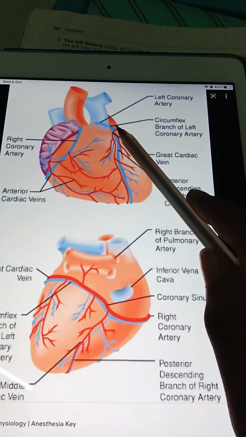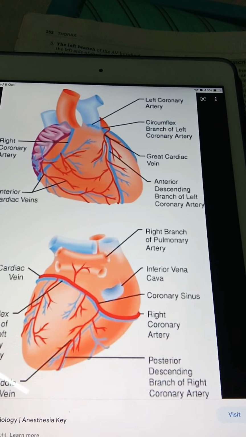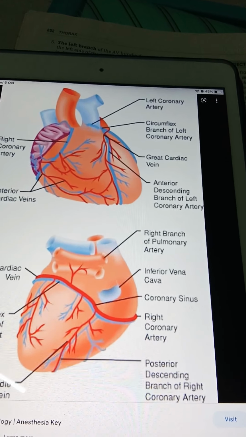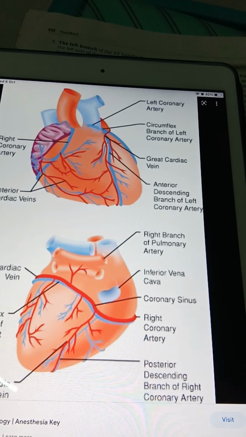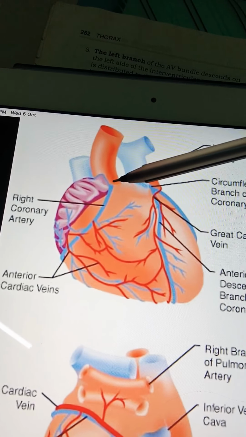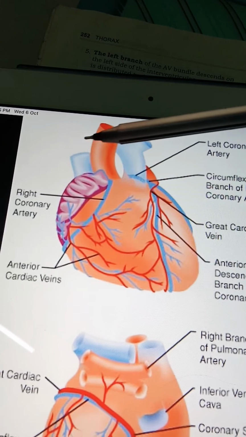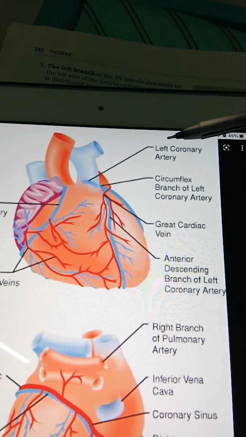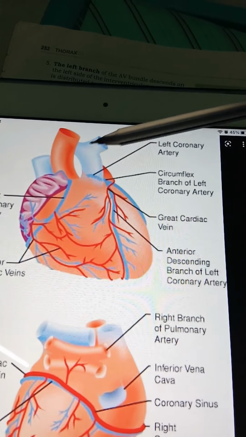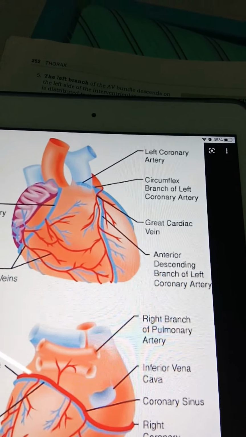So you can see here, this is the left coronary artery, this is the right coronary artery. These are the major ones which form the arteries of the heart. These two coronary arteries mainly supply the heart and they arise from the ascending aorta. You can see here, this is the ascending aorta. So the ascending aorta is the origin of both the right coronary artery and the left coronary artery, and they run in the coronary sulcus.